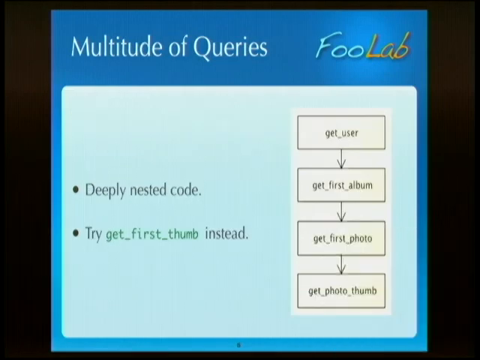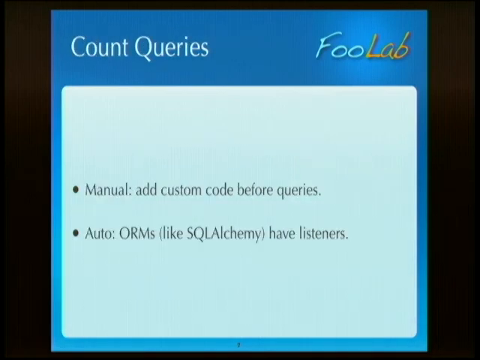Another thing is you can have a lot of nesting. For example, you would have a function getUser that will inside query something, the user. Then it will call the getFirstAlbum function. It will query an album. Then it will query the first photo of the album, and then will query the thumbnail of that photo. So that's going to be four queries, when you could have probably done it in only one by saying getFirstThumb. So that's one trick. How do you count queries?